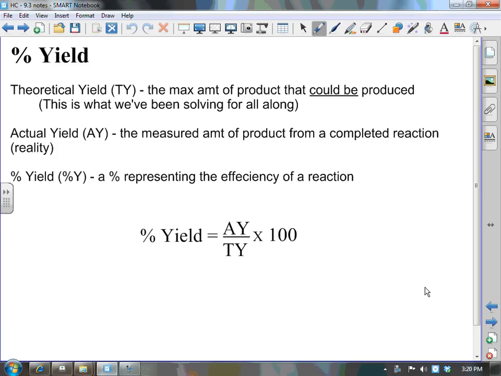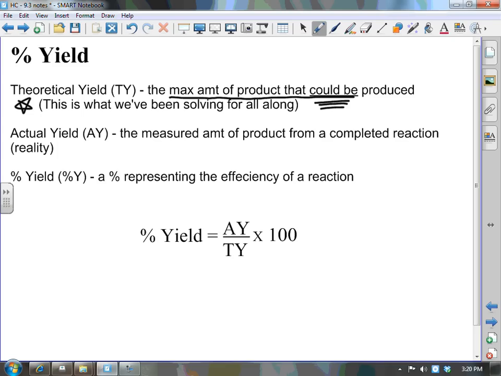Theoretical yield, we actually know how to do this, and we're actually doing this calculation already. The theoretical yield is the maximum amount of product that could be produced. It's what theoretically should happen. Okay, the hypothetical amount. Here's the good thing. This is what we've been solving for all along.